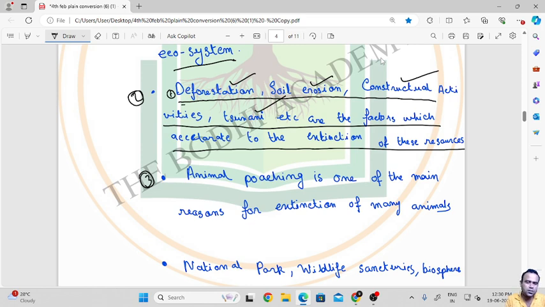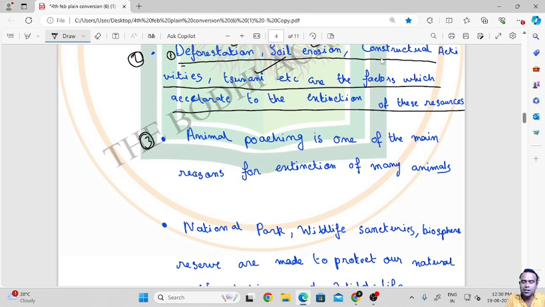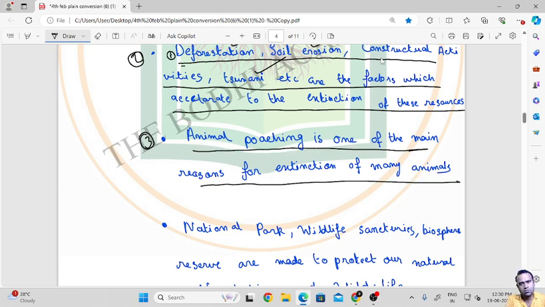Why are our animals decreasing? Animal poaching is one of the main reasons for the extinction of many animals. Why is animal poaching done? For their skin, meat, etc.